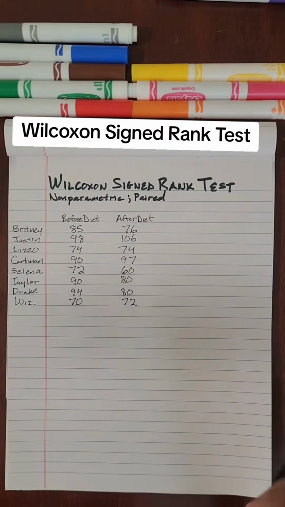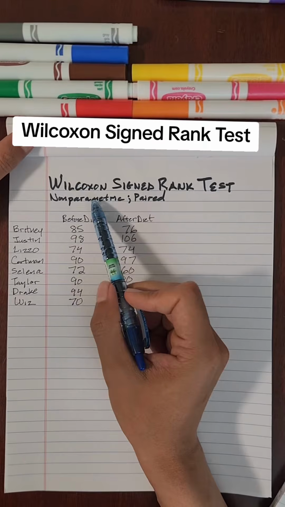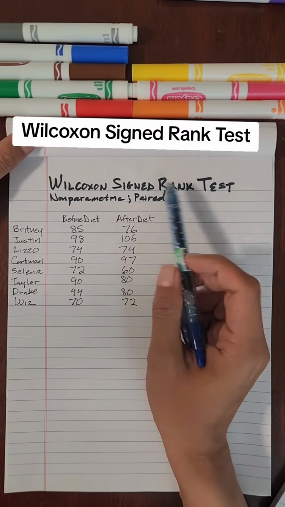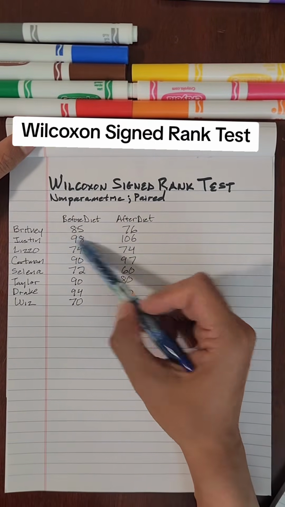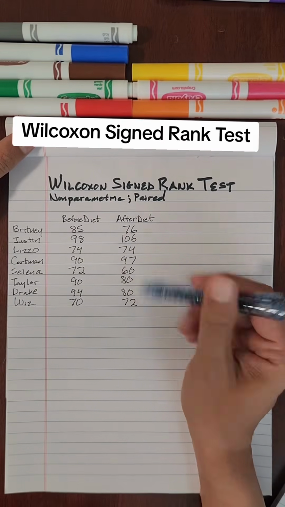Let's look at an example of the Wilcoxon sign rank test. This is used for non-parametric data. Otherwise, we don't assume a normal distribution; it could be shaped like whatever. And this is commonly used for paired data. So here's an example of paired data where we're looking at the weight of different people before a diet as well as after a diet.